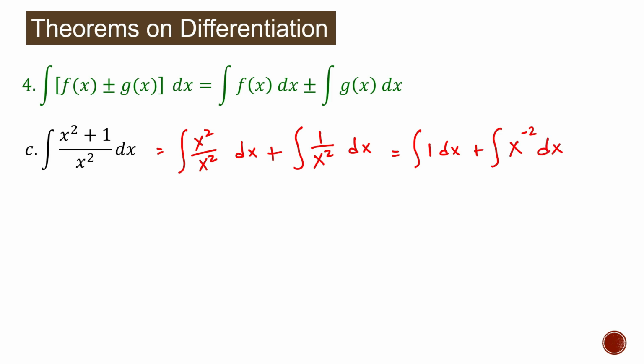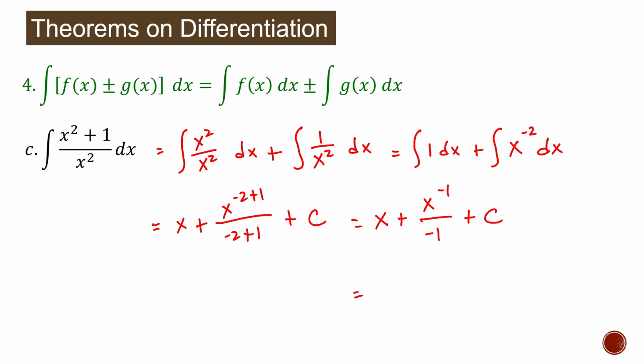All right. So now let's integrate them. 1 dx is just x plus x raised to negative 2 plus 1 plus c. All right. This is now equal to x plus x raised to negative 1 over negative 1 plus c. And the final answer is x minus 1 over x. We all agree that x raised to negative 1 is 1 over x. And then plus c.